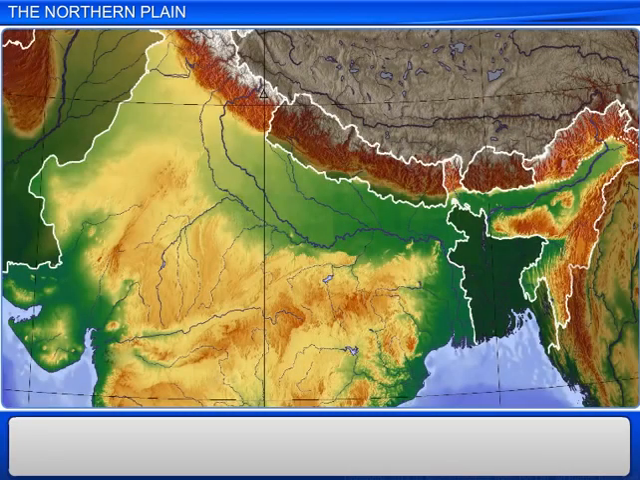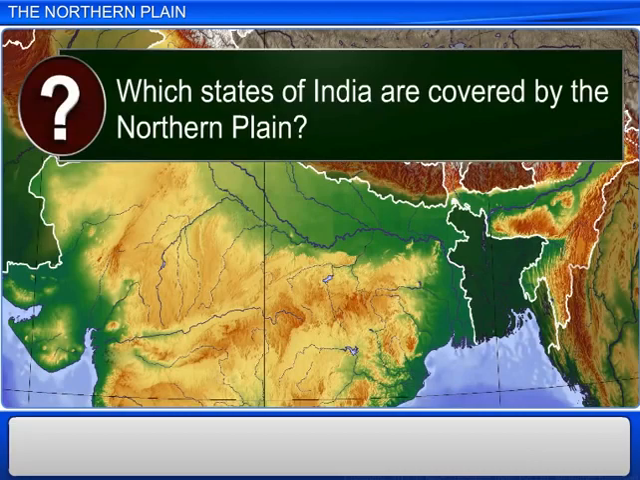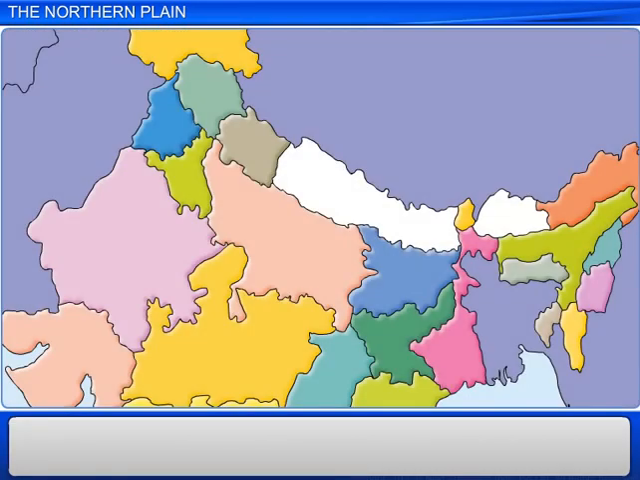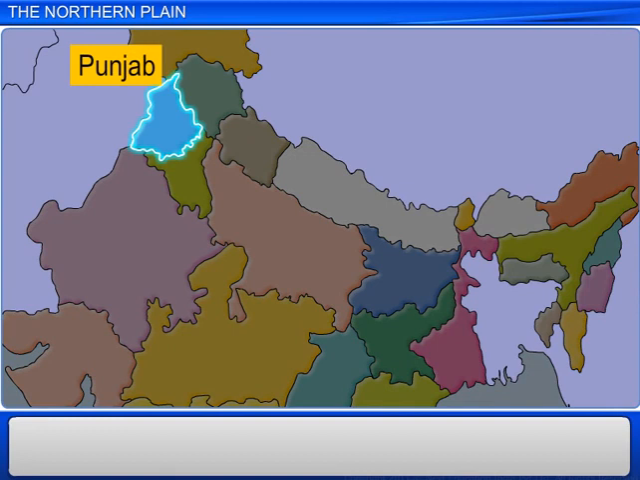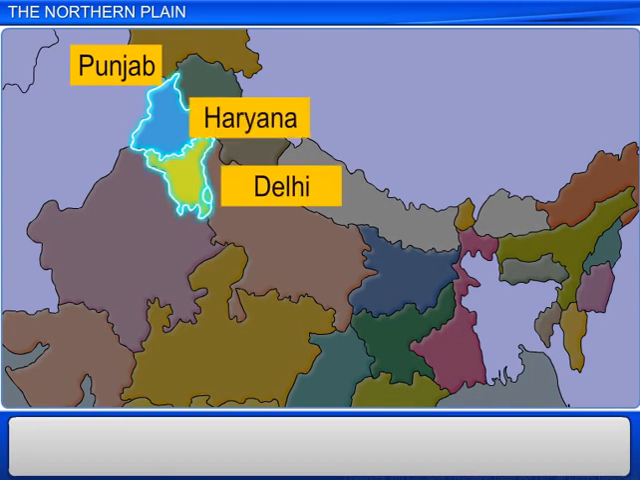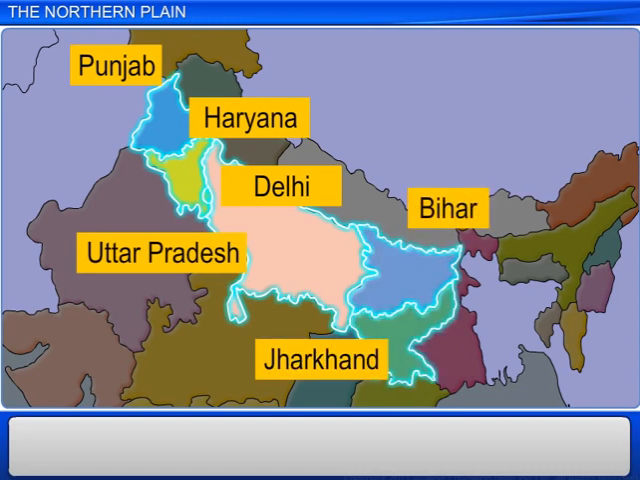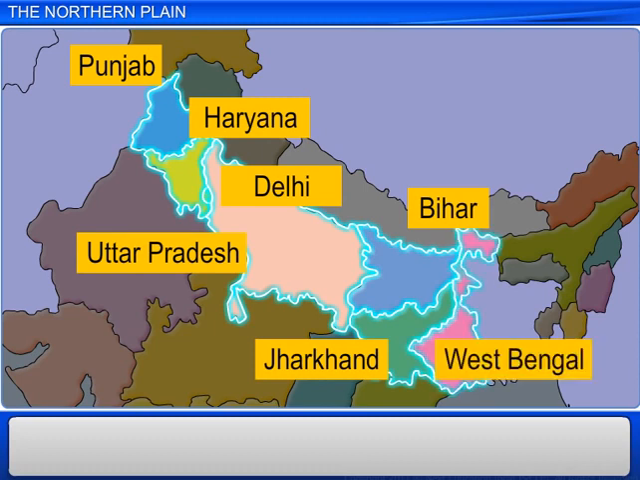So, which states of India are covered by the northern plain? The different states that fall under the northern plain are Punjab, Haryana, Delhi, Uttar Pradesh, Bihar, parts of Jharkhand, West Bengal, and Assam.